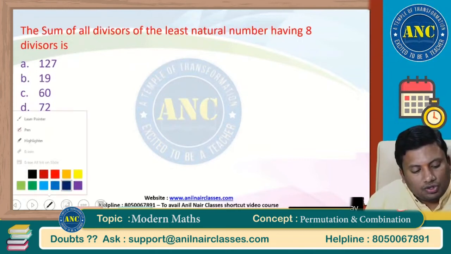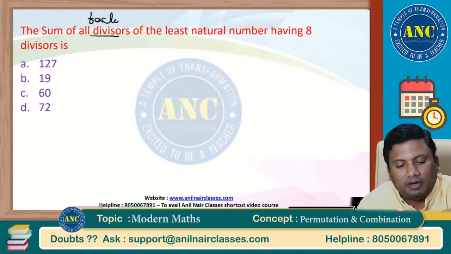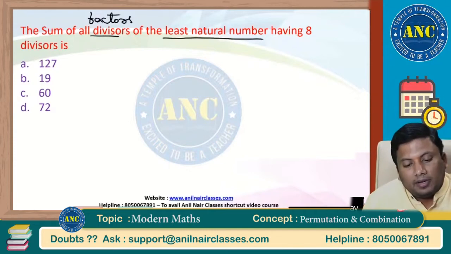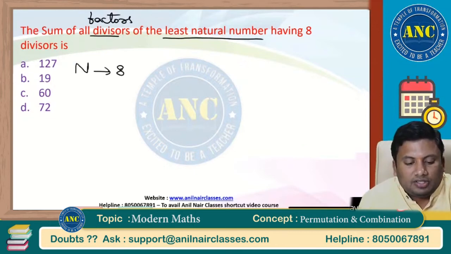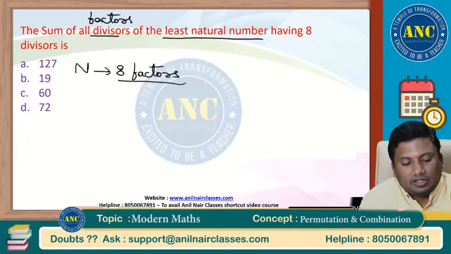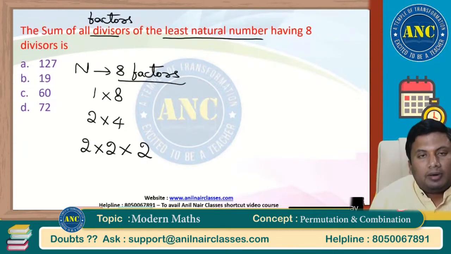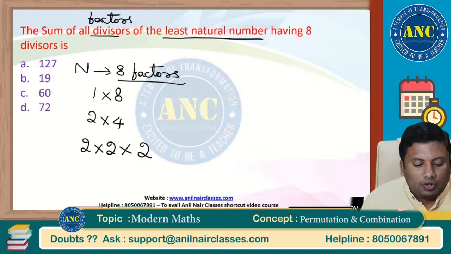Next one, another question. The sum of all the factors of the least natural number, the smallest natural number, having 8 divisors. That means the number has got 8 factors. Keep on writing the number until it cannot be further decomposed, that means every element should be a prime number. 8 is nothing but 1 into 8, 2 into 4, 2 into 2 into 2.